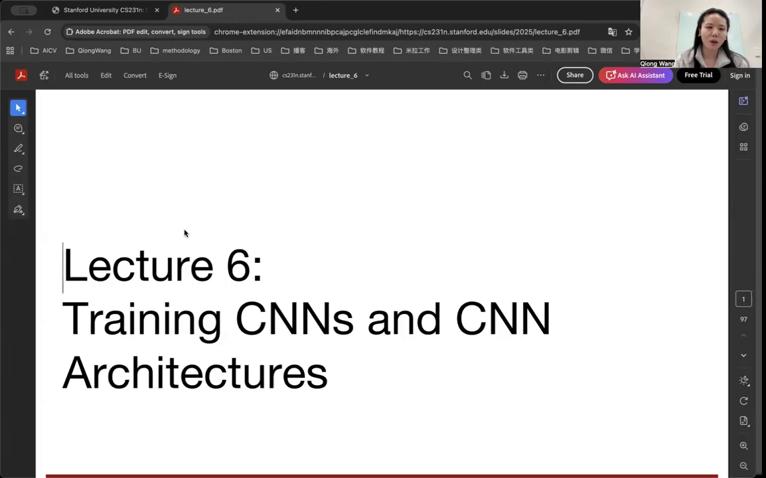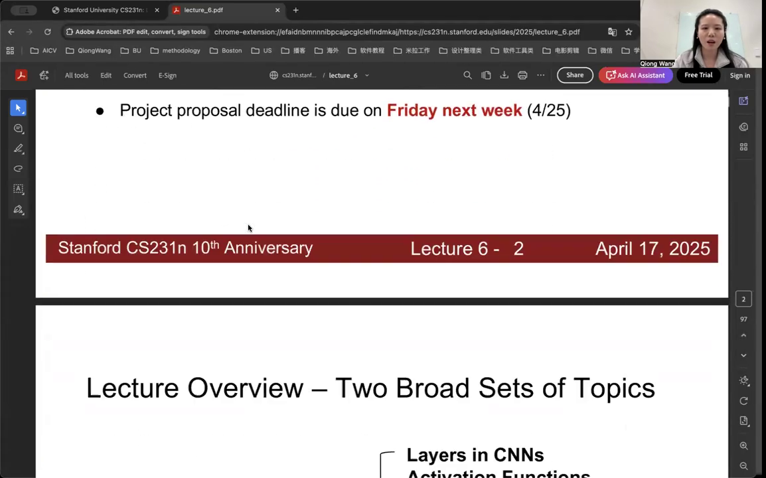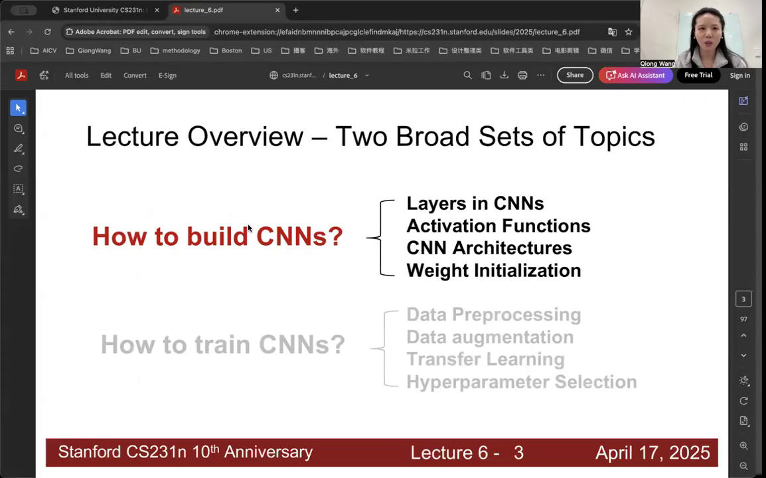This lecture is about the sixth topic: training convolutional networks and convolutional architectures. Let's have a picture overall of these lectures. There are two parts to this one. One is how to build a CNN. Another one is how to train a CNN.